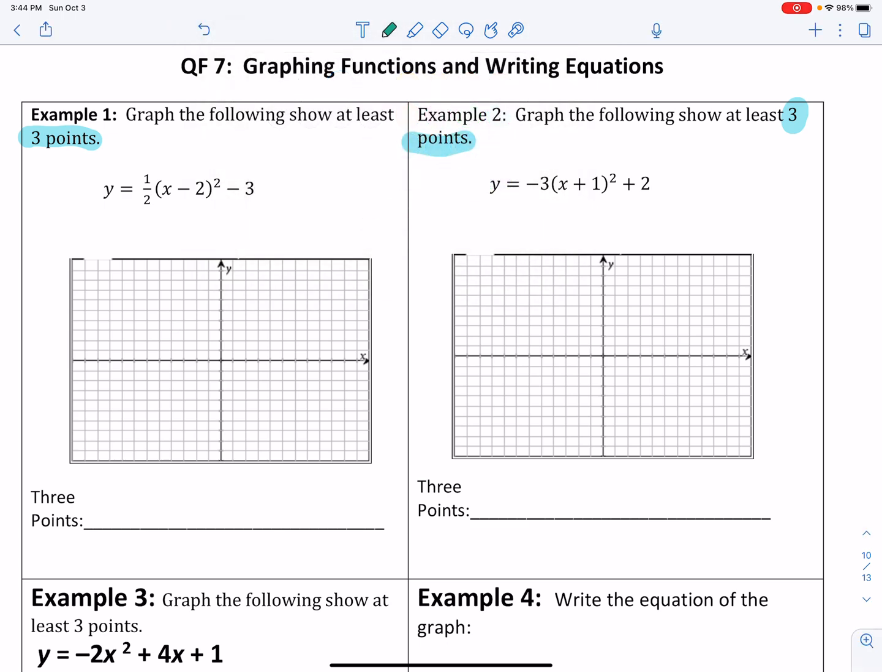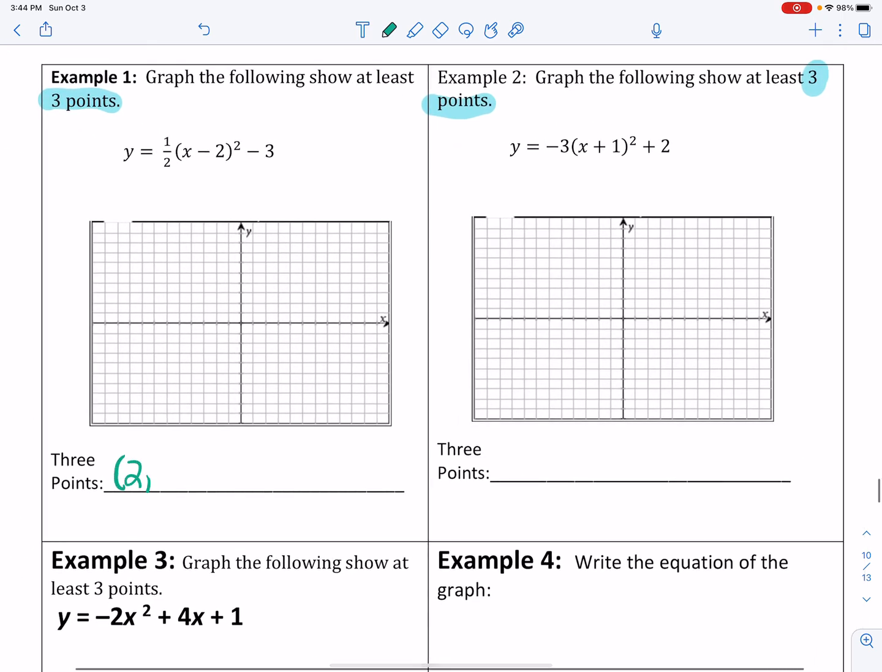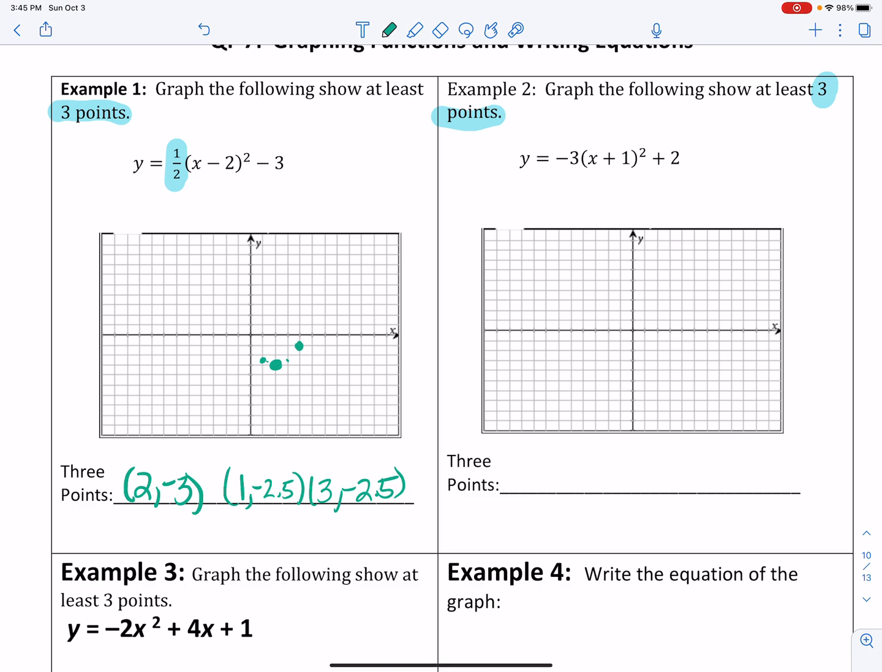So on this first one, hopefully you worked them. The first one, I definitely know the vertex. The vertex is at 2, -3. So I have a point at 2, -3. And then I would probably use the counting method. Since that's a 1/2, I would go over 1, up a half. So I would have a point at 1, -2.5, and 3, -2.5. You could also go over 2 and up 2. So you could also have that. I just need 3. So you could have a point at 4, 1, and at 0, 1. I really don't care.